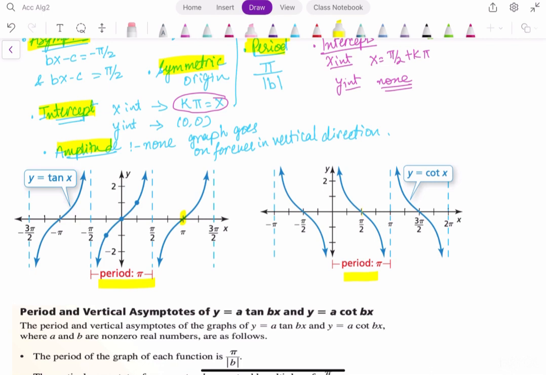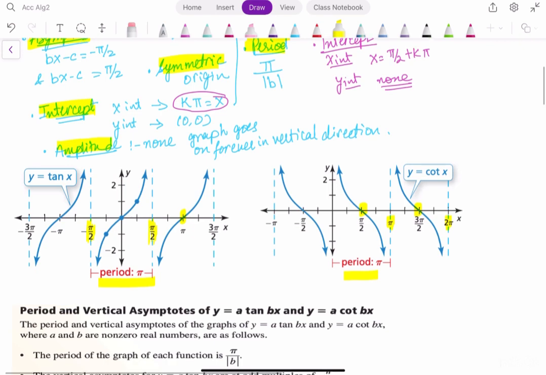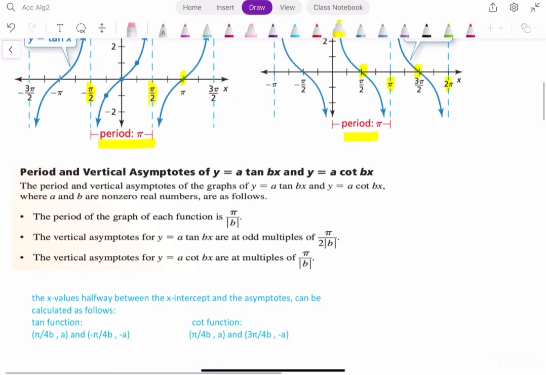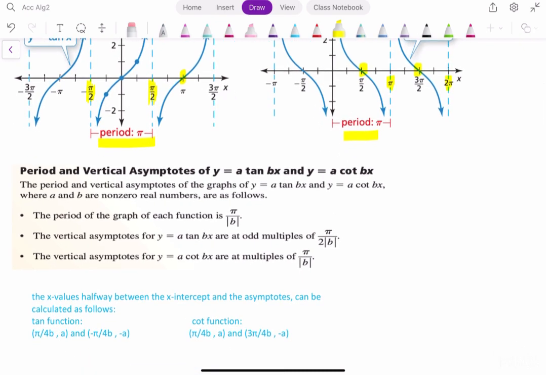The x-intercept of tangent will become the asymptote of cotangent, and the asymptote of tangent will become the x-intercept of the cotangent. And that is why they look opposite. The graphs look opposite because the functions are reciprocals of each other.